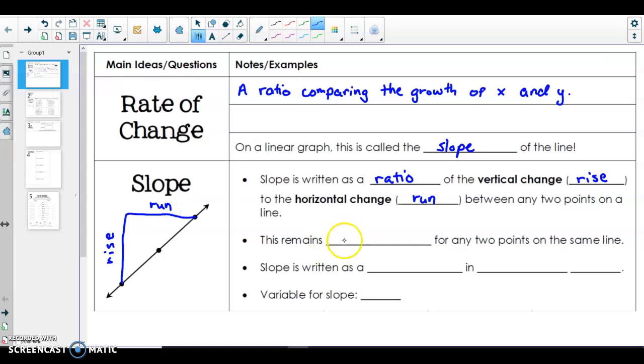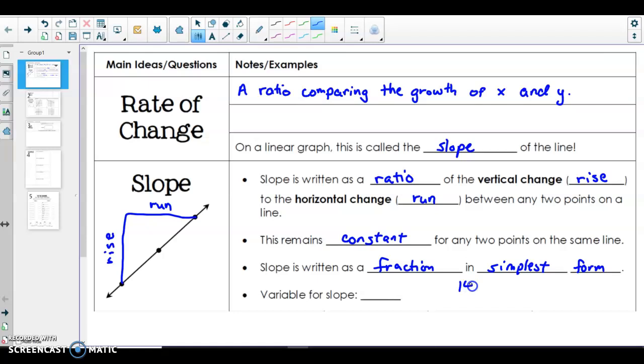What's nice about our linear functions is that this is going to remain constant throughout our entire line. So it does not matter which 2 points you look at. You can choose any two that are convenient for you. And this is written as a fraction in simplest form. So if we can reduce our fractions, we would like to.